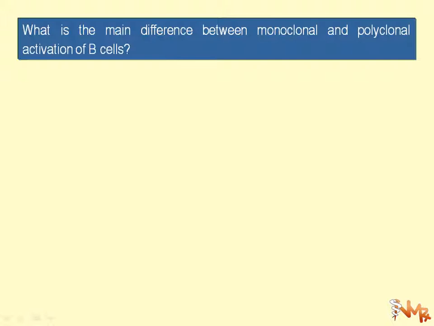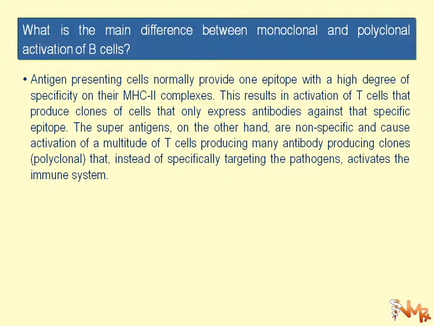So what is the difference between monoclonal and polyclonal activation of B cells? Antigen-presenting cells normally provide one epitope with a high degree of specificity on their MHC2 complexes. This results in activation of T cells that produce clones of cells that only express antibodies against that specific epitope. The superantigens, on the other hand, are non-specific and cause activation of a multitude of T cells producing many antibody-producing clones, so-called polyclonal, that instead of specifically targeting the pathogens, they cause widespread activation of the immune system.